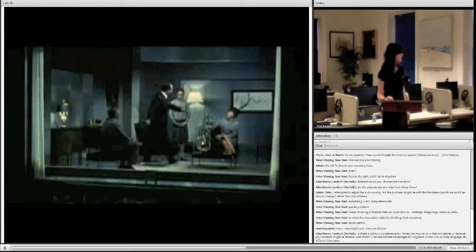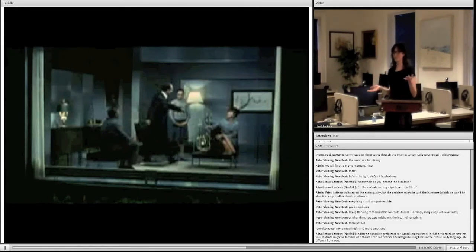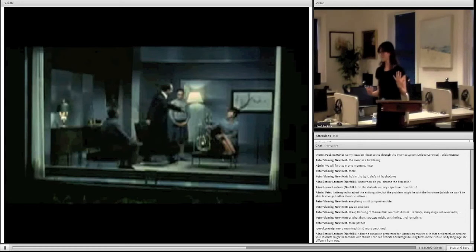That's probably enough to work with there. All right, so let's take a minute, maybe 3 minutes, to discuss in groups how you would use this dialogueless clip in a language classroom.